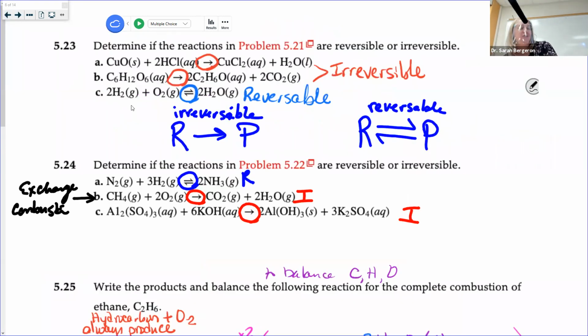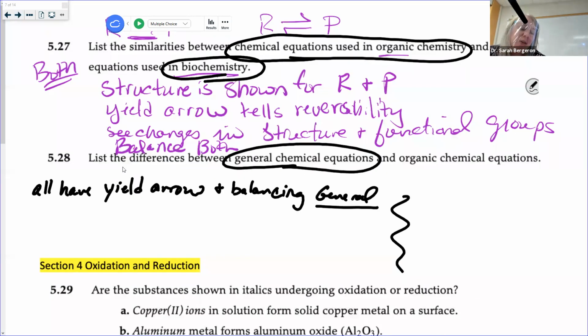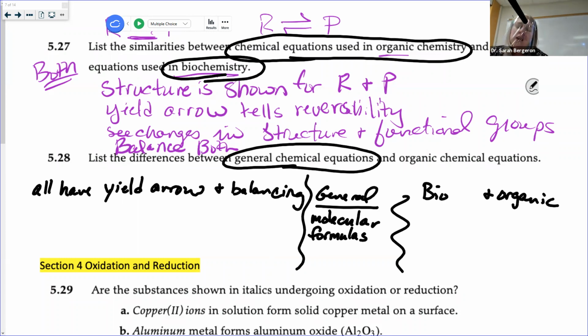Did we show any of these structures? What did we show? What are these called? Formulas, molecular formulas. So in general, we show molecular formulas, right? Whereas in biochemistry and in organic, it's not just the formula that is important. It's actually the structure and functional groups.